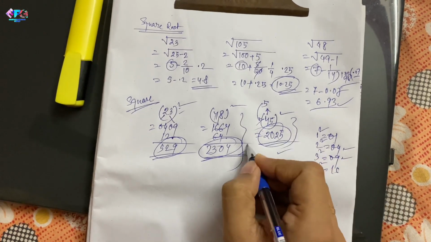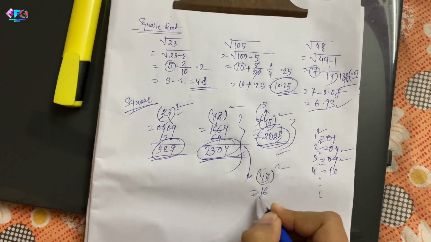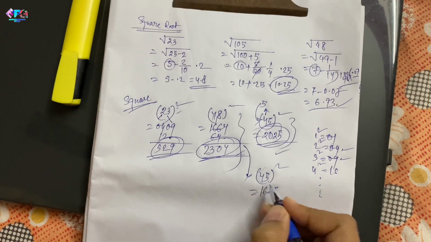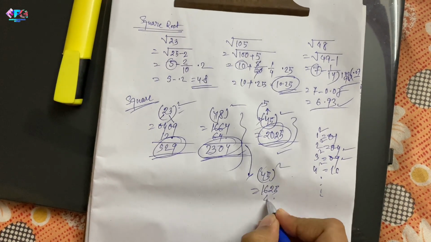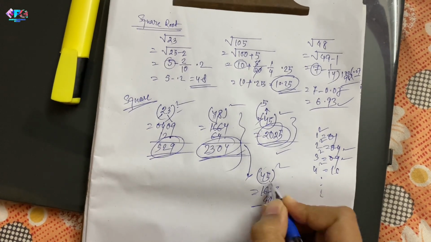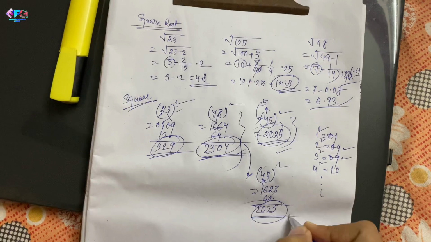And as per the first method, 45 square, you can see 4 square 16, 5 square 25, skip the unit place, 4 5 20, 40, correct. 5 2 10, carry 1, 2, that's it.